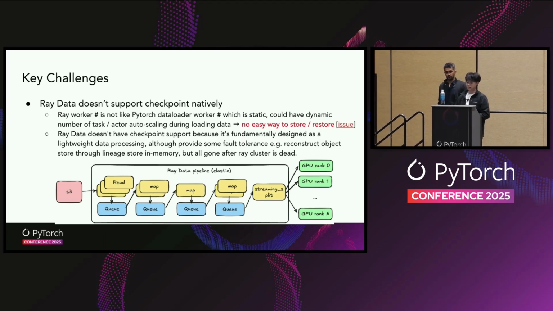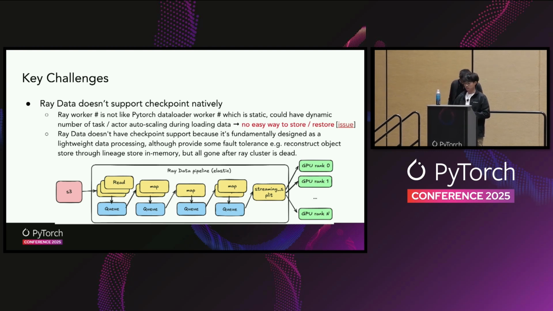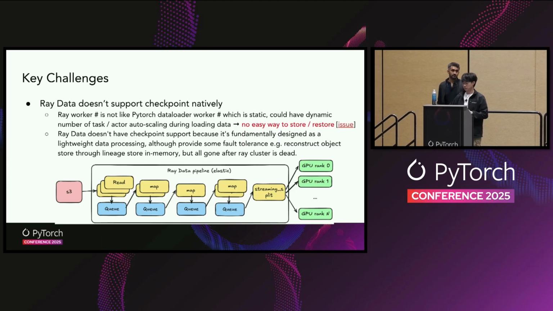it also gave us a bit of a headache about how to reliably checkpoint the state of Ray data. One key difference between Ray and PyTorch is that Ray is much more dynamic in terms of the number of workers during data loading. In Torch data loader, we usually predefine the number of data loader workers per GPU, but in Ray, it depends on many factors like the currently available cluster resources and the back pressure in your data pipeline, so there's no easy way to store and restore the state of Ray data as a snapshot.